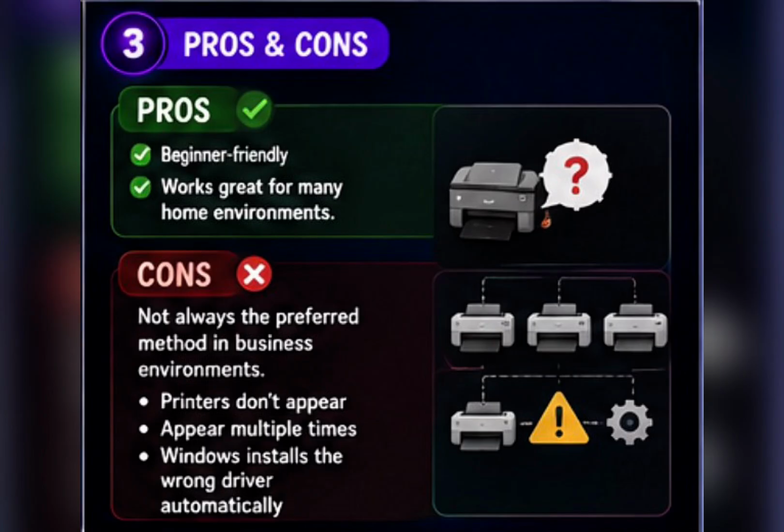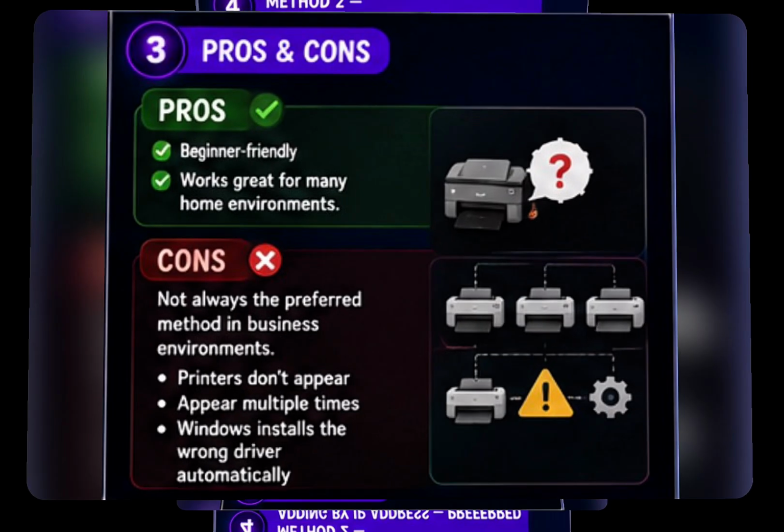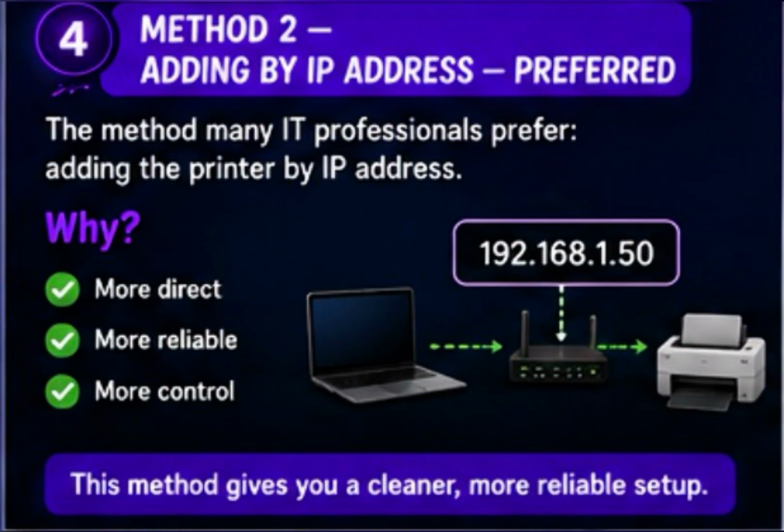Now, here are the pros and cons of this. This method is beginner friendly and works great for many home environments. But in business environments, it's not always the preferred method. Sometimes printers don't appear, they appear multiple times, or Windows installs the wrong driver automatically. Let's move on to method 2. Adding by IP address. Now, here's the method many IT professionals prefer: adding the device by IP address. Why? Because it's more direct, more reliable, and gives you more control.